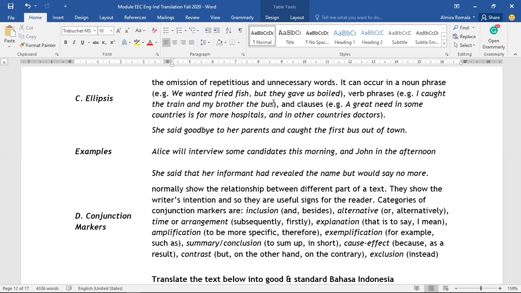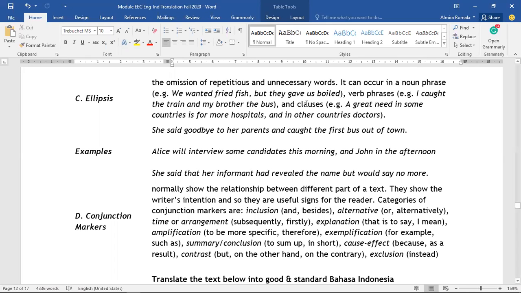Actually, the cohesive devices in English and Bahasa Indonesia are a bit different. So my suggestion is you can state the complete concept or ideas in Bahasa Indonesia as long as it is not too long and not repetitious.